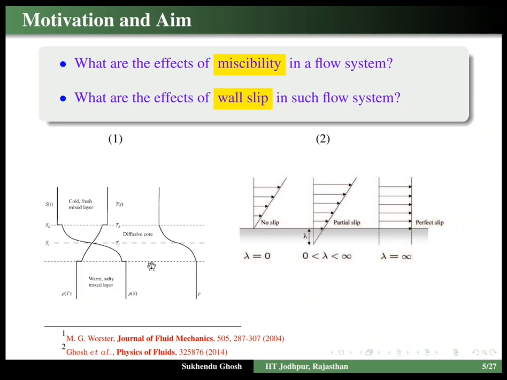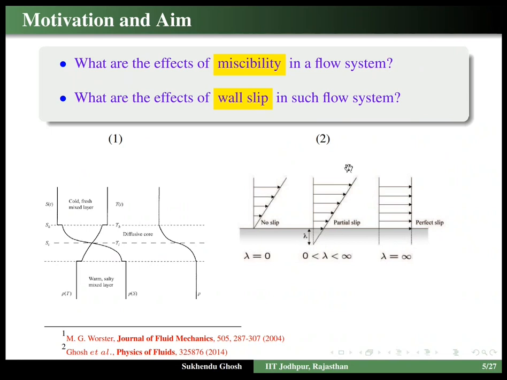Because there are different works, experimental as well as theoretical, which tell us that if the fluids are miscible in nature, or there exist certain scalars or certain species inside the flow system which can diffuse, in that case the interface between the two fluids will be diffusive in nature, and therefore there will be a diffusive layer between the two fluid layers. That diffusive layer can have a certain thickness, although its thickness will be less as compared to the thickness of the fluid layers, it can have a finite thickness, and that's why we should consider the stratified layer between the two miscible fluids.